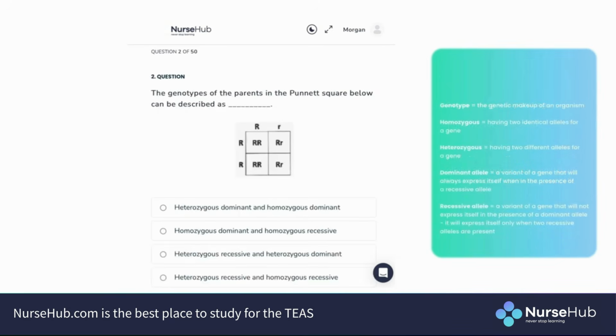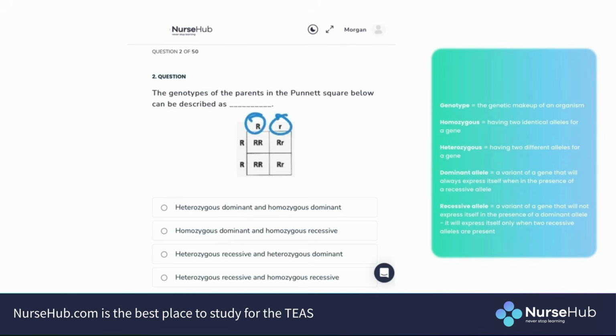All right, moving on to question 2. This one is a Punnett square. The genotypes of the parents in the Punnett square below can be described as, right? So you're looking at the parents. We know that the parents are always listed on the outside of the Punnett square, so that's the first thing you need to know. Everything that's inside of the Punnett square are actually the potential offspring. So these are our parents.